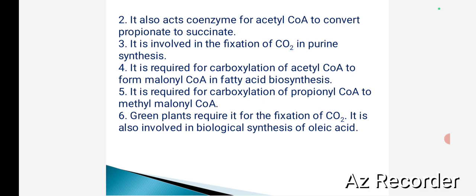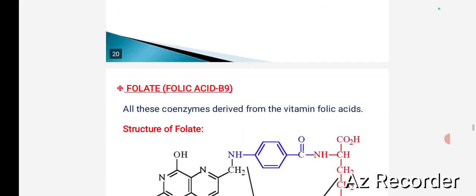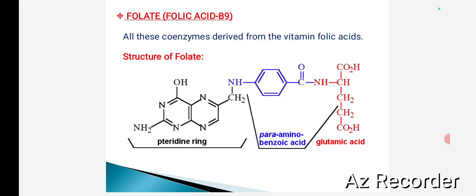Sixth example, green plants require it for fixation of carbon dioxide. It is also involved in biological synthesis of oleic acid. Next one, folate or folic acid, vitamin B9. The structure of folate consists of a pteridine ring, para-aminobenzoic acid and glutamic acid.